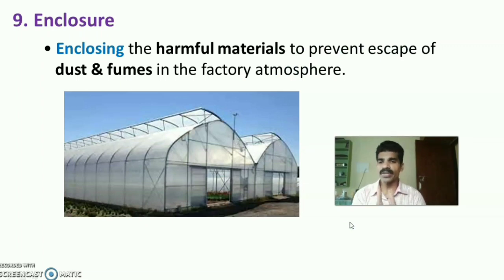Enclosure is nothing but covering. So enclosing or covering the harmful materials used in the factory or industry, to prevent the escape of its dust and fumes into the factory atmosphere, which may cause pneumoconiosis among the employees or workers. So make a special enclosure. You can see the enclosure here, covering the whole area where the dust is present. So enclose the harmful materials to prevent the escape of dust or fumes into the factory atmosphere.